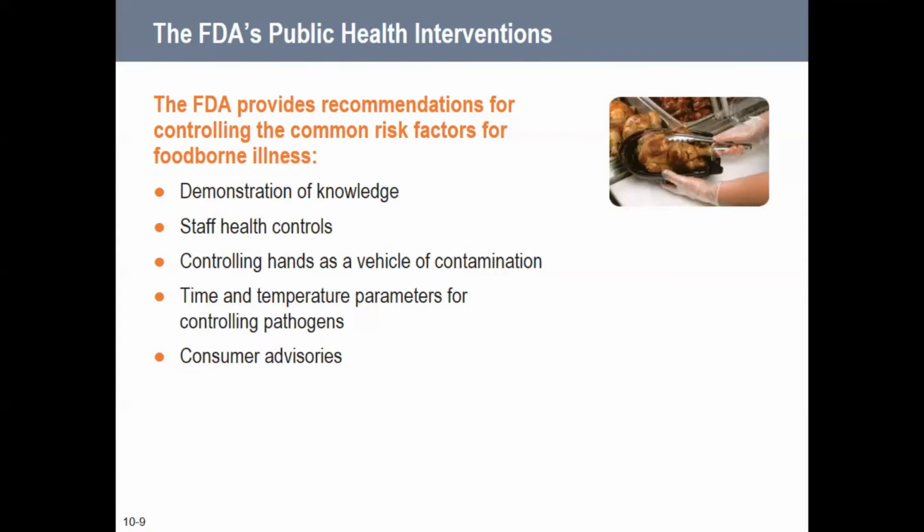And then consumer advisories, we need to make sure that we're providing those notices if you serve raw or undercooked menu items, just like we talked about in chapter 9. Remember, that is not saying you can't, but that, hey, if you're going to order your steak rare, you understand that there is an inherent risk with it because it is cooked less than the minimum safe temperature.